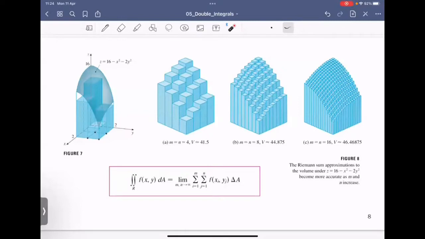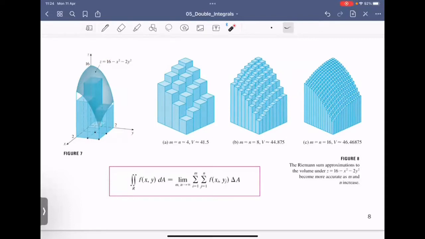But if you increase your m and n, your approximation is getting better. If you do more, it's better. You do 16 times more on each side, you get more. So that means if you take the limit when m and n go to infinity, the curve is going to be smooth, and at the end you're going to get the volume under the curve here. That is the meaning of integration in two dimensions.